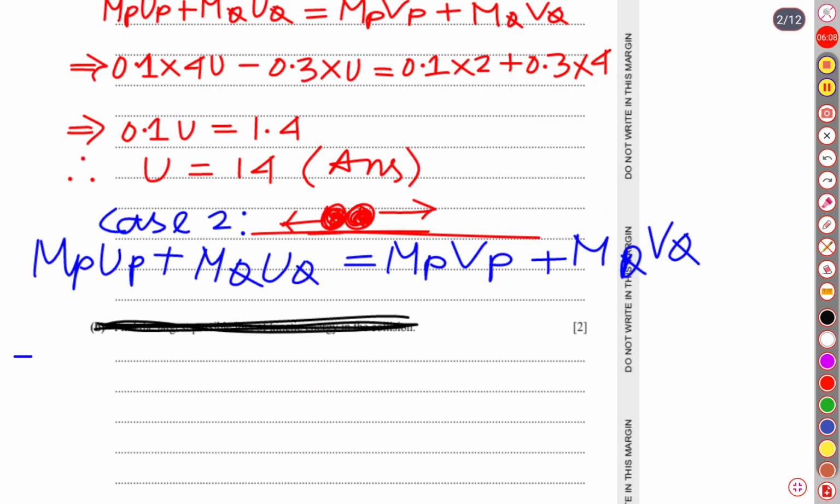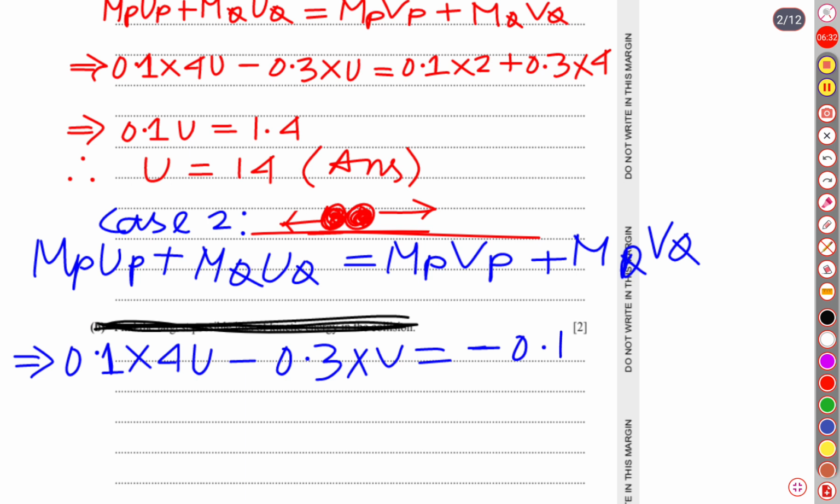So before collision it is actually the same as we have used here. We can write 0.1 into 4u minus 0.3 into u equal to mass of P, 0.1, into 2. Look at this, we are supposing P is moving backward, that's why the negative symbol will be in front of P, plus mass of particle Q, which is 0.3, and final velocity was 4 meter per second.